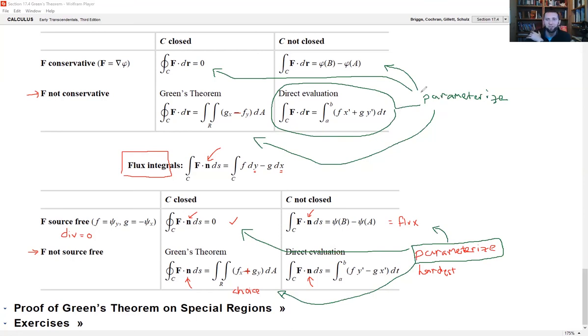And so since generally speaking parameterization is challenging, we try to take these other approaches if and when it's possible to save ourselves a little bit of pain and anguish. So I hope that helps by way of a review of what's going on in this section, understanding both how the tangential component of force along a curve gives you the work, the normal component gives you the flux, and the good things that happen to work when you're dealing with a conservative field, the good things that happen to flux when you're dealing with a source-free field.